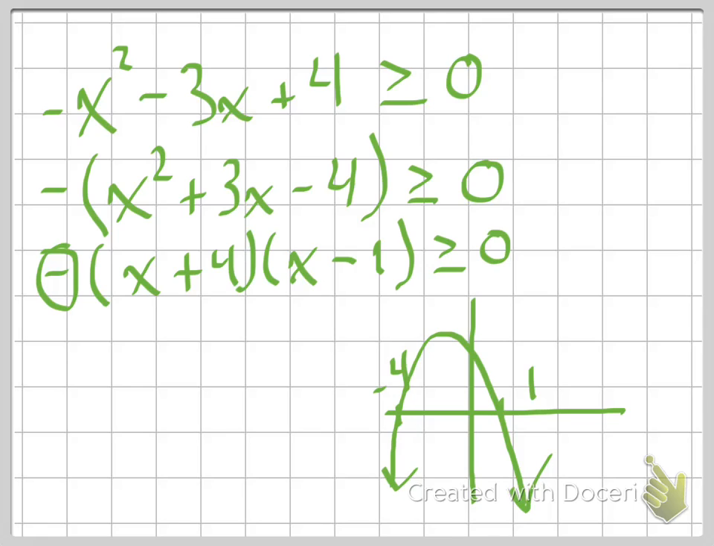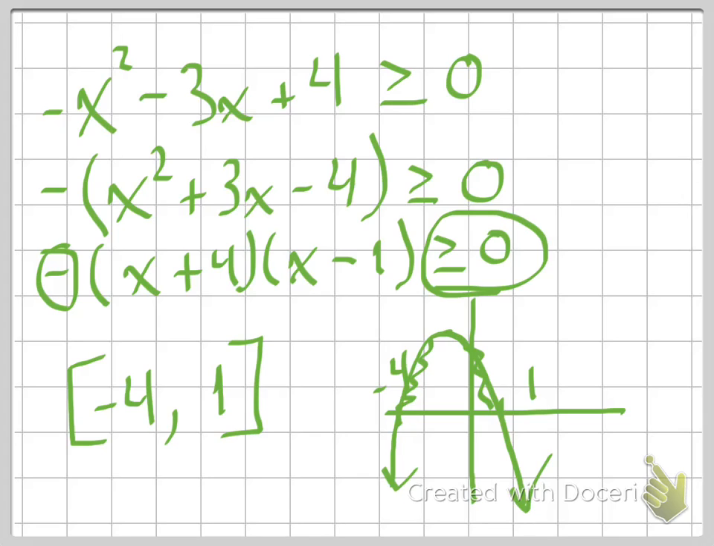And now I look at my inequality symbol, greater than or equal to 0. That means above the x-axis. Up here, there's my solution. It's pretty easy. It goes from -4 to +1, with brackets because it's greater than or equal to. And that's the method, guys. It's actually a pretty simple way to do it as long as you can graph these functions.